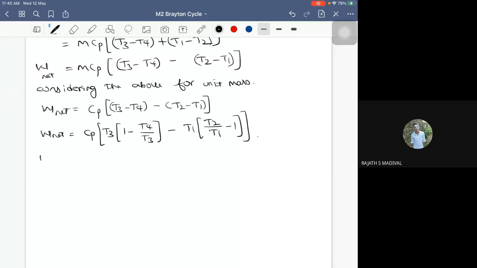But by the definition of the temperature ratio, TR is equal to, I said last class, TR is equal to T2 by T1, that is also equal to T3 by T4.